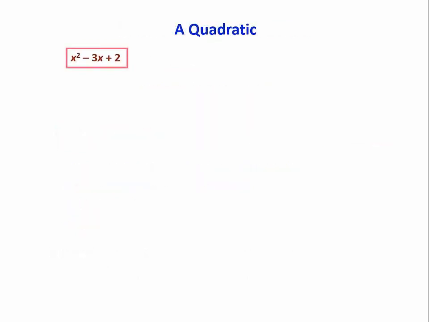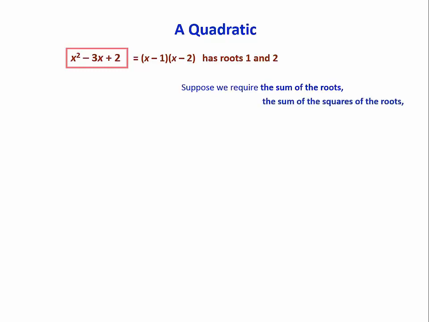Suppose we take this quadratic here, x squared minus 3x plus 2, which factorizes like this, x minus 1 times x minus 2, and it has roots 1 and 2. If you put x equal to 1 or 2, you get 0 for that quadratic. Now suppose we require the sum of the roots, which is obviously 1 plus 2 is 3, but this is just a simple example, and we might require the sum of the squares of the roots, the sum of the cubes of the roots, and so on. We can get these results very easily, as I'm going to show you.